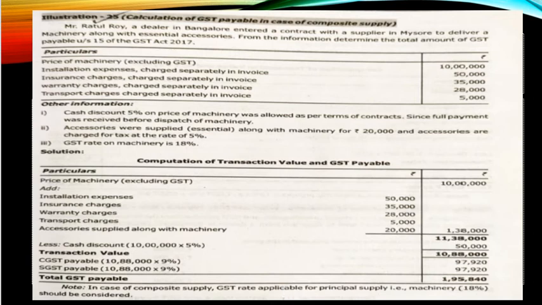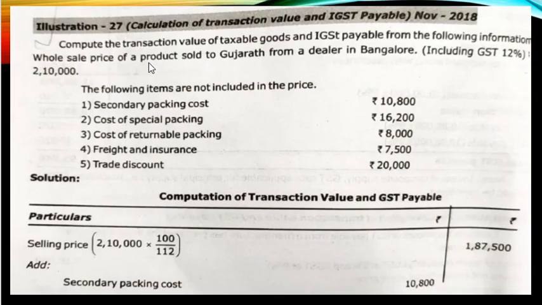So the next problem we are going to discuss is: compute the transaction value of goods and IGST payable for the following information. Wholesale price of the product sold to Gujarat from a dealer in Bangalore, including GST 12%, is 2,10,000. Till now, in the questions we have solved, the sale value did not have GST in it. It was always excluding GST. But in this question, we have the sale price which is including GST.